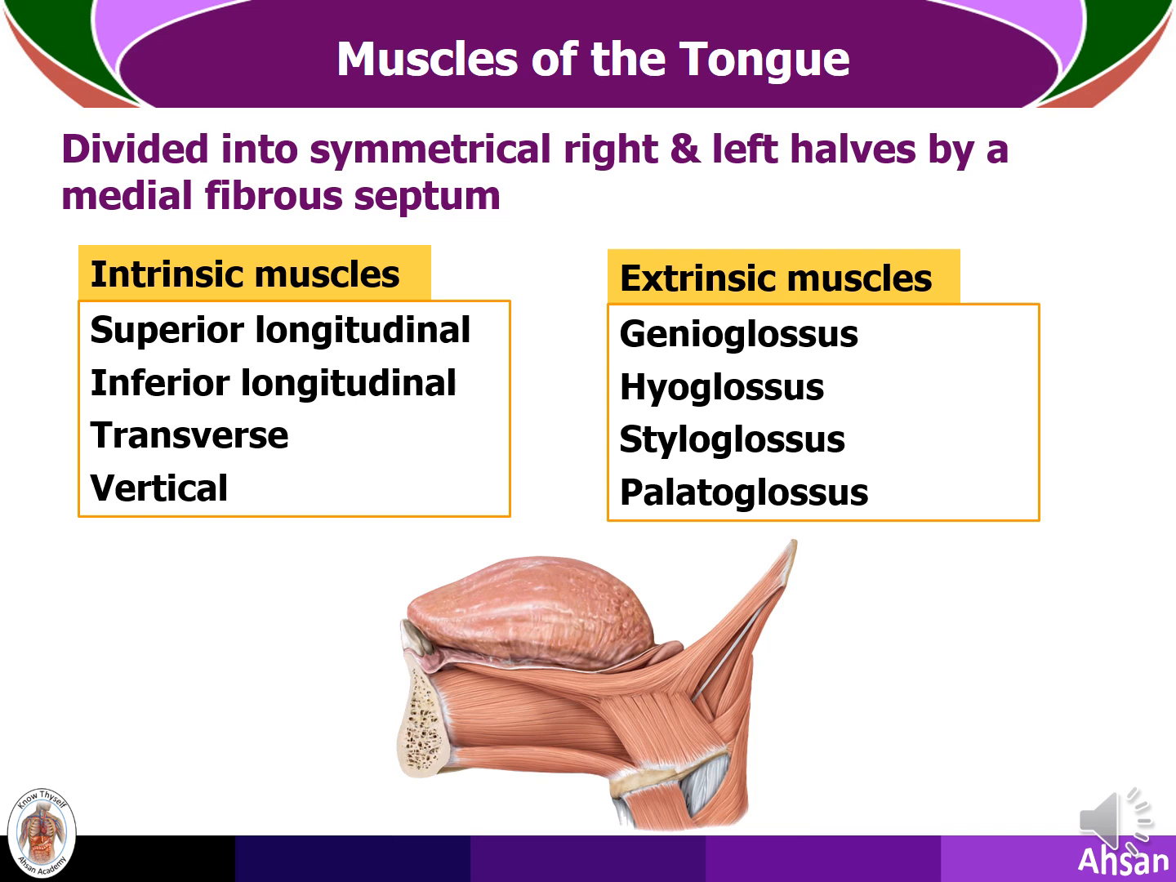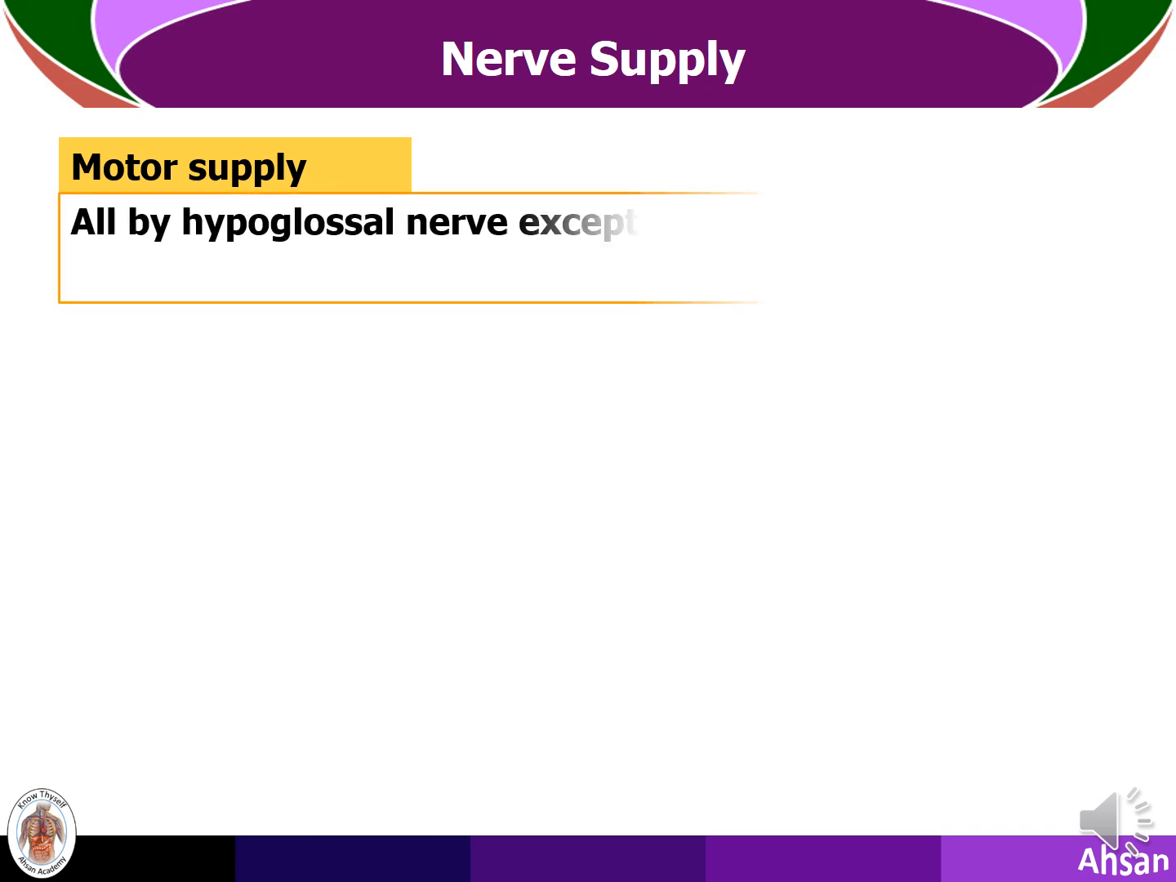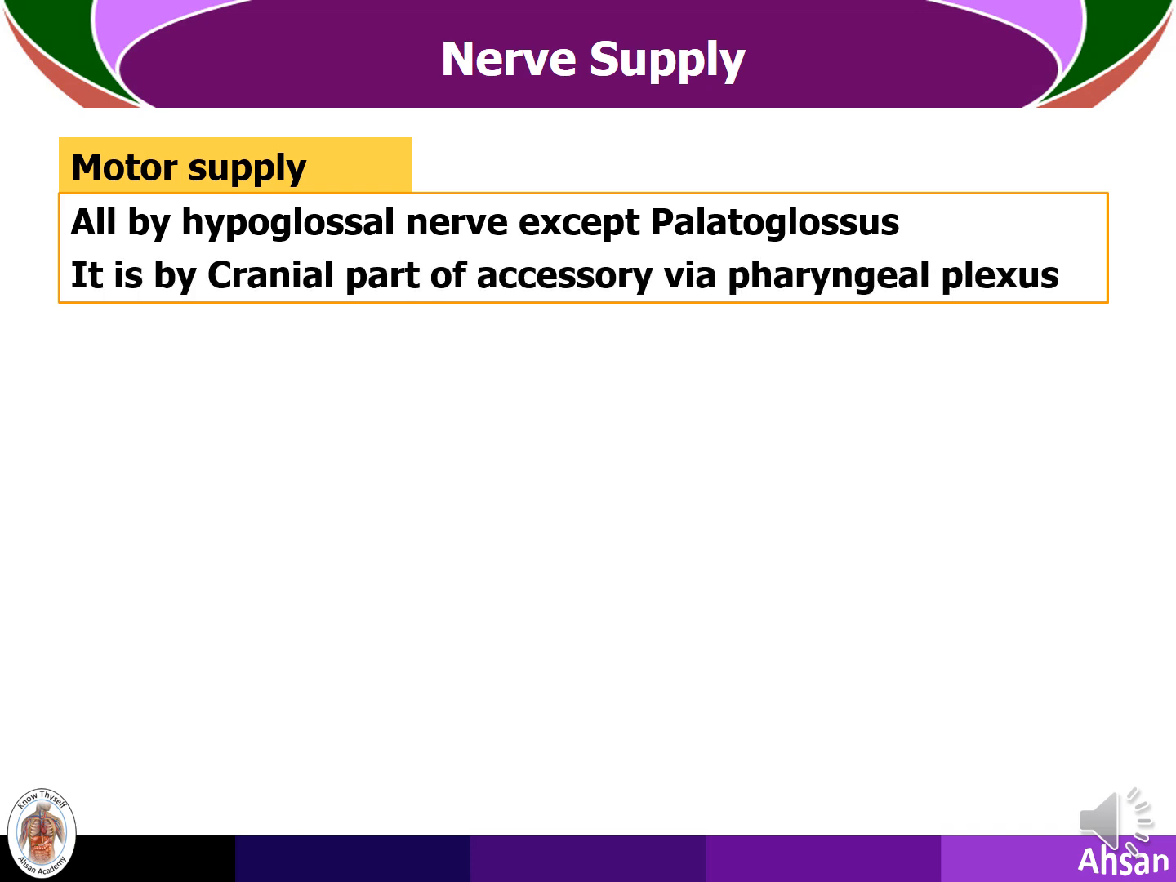The very name indicates the extension of the muscles: from the genial tubercle to the tongue, from the hyoid bone to the tongue, from the styloid process to the tongue, and from the palate to the tongue. Tongue has motor supply as well as sensory supply. For the motor supply, all the muscles are supplied by the hypoglossal nerve, the cranial nerve, except the palatoglossus. This palatoglossus is supplied by the cranial part of the accessory nerve via the pharyngeal plexus.